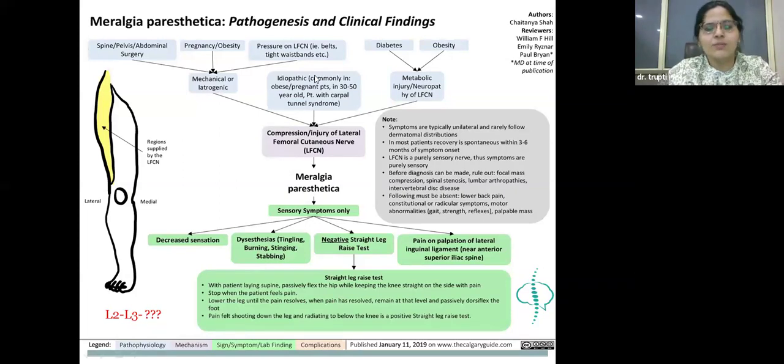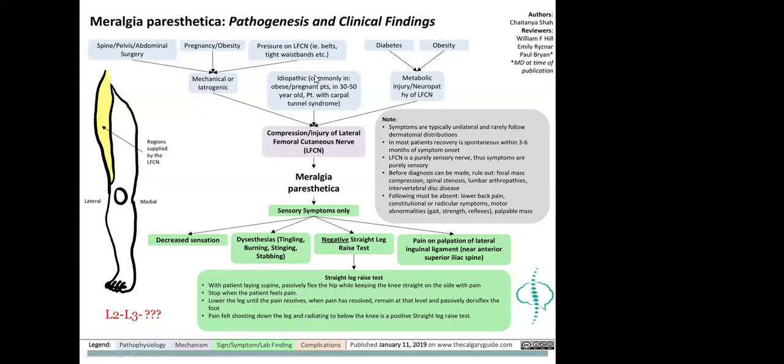Carpal tunnel syndrome and meralgia paresthetica, it is an idiopathic reason. It can be due to diabetes, both of the things, but I have not found any direct correlation. I think it can also coexist in pregnancy, because what happens in pregnancy is that you have fluid retention. If you have fluid retention in your wrist, you can get symptoms of carpal tunnel syndrome. And if you have fluid retention around your pelvic region or lower abdominal region, you can have symptoms of lateral femoral cutaneous nerve compression. So it could be because of fluid retention.